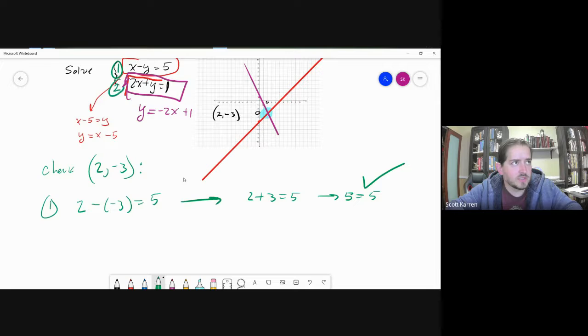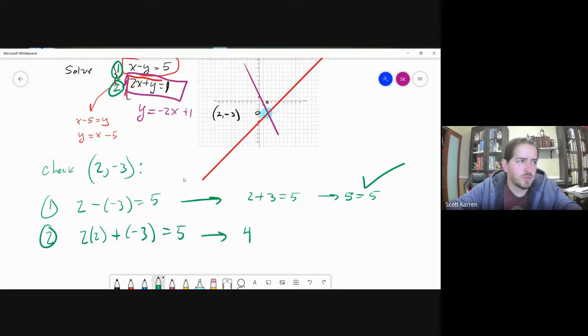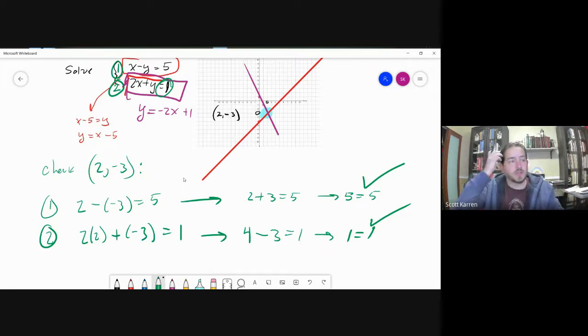Let's look at equation 2. 2 times x, or 2 times 2, plus y, which is -3, should equal 1. I don't know where I got the 5 from, probably from the equation above it. That is 4 minus 3 equals 1. And that, of course, is true. 1 equals 1. So it's right. We got the right spot. Bam. We're awesome. Look at us.